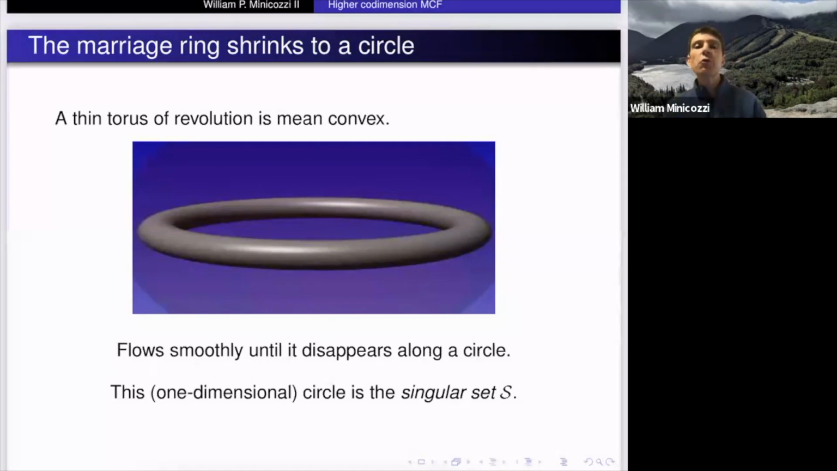Now, if you were to zoom in on the singularities that are happening here and rescale it back up to unit size in some sense, you would see that instead of becoming round, instead of becoming spherical, they were becoming cylindrical. Okay, so this set where it disappears is called the singular set.